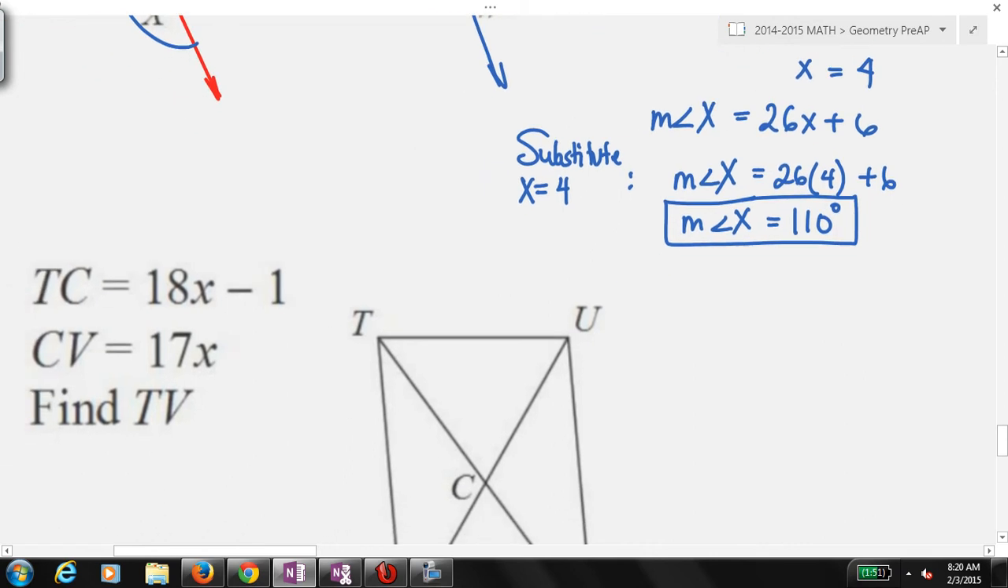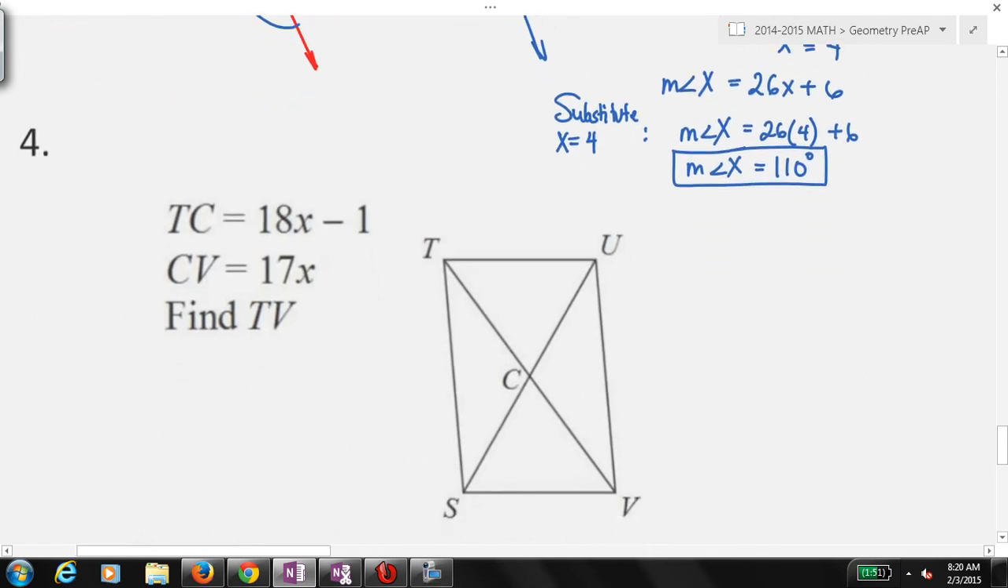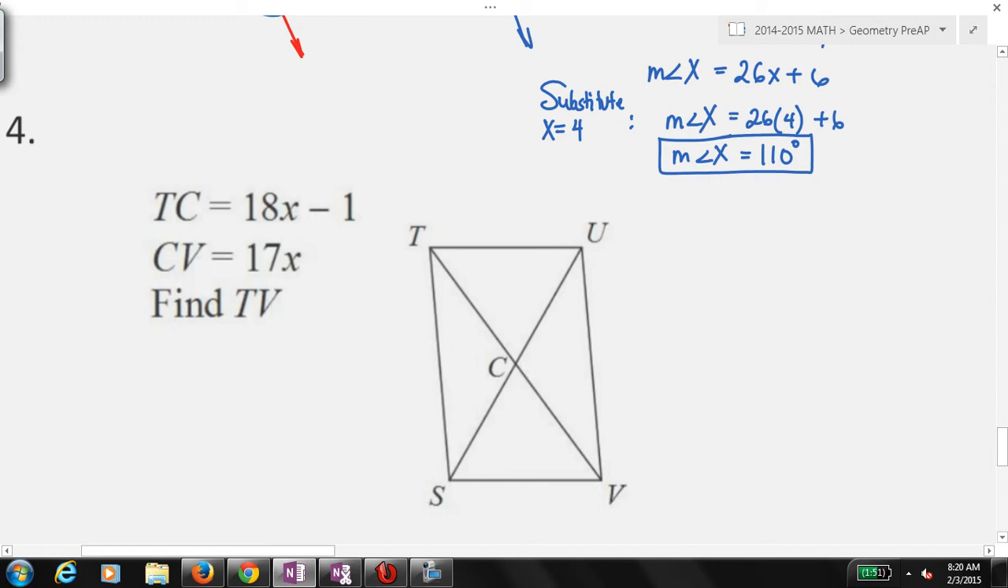All right, the next two examples, if you read them, number 4 is talking about from T to C. So if we label this, I'm going to go ahead and put T to C 18x minus 1 and C to V 17x. I'll just leave it like this. They want us to find TV.